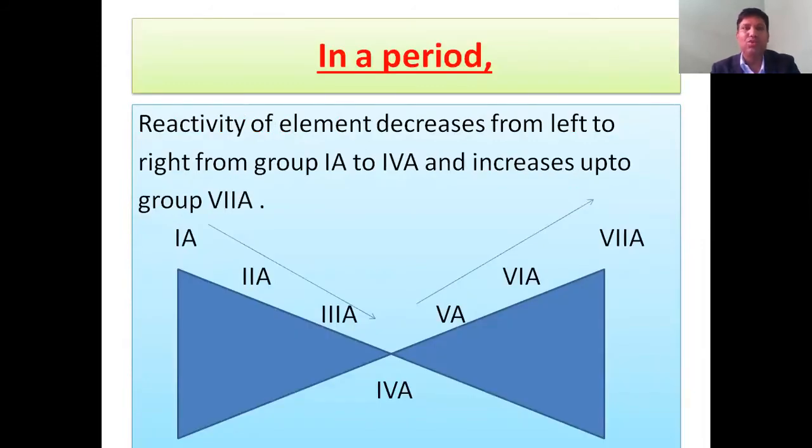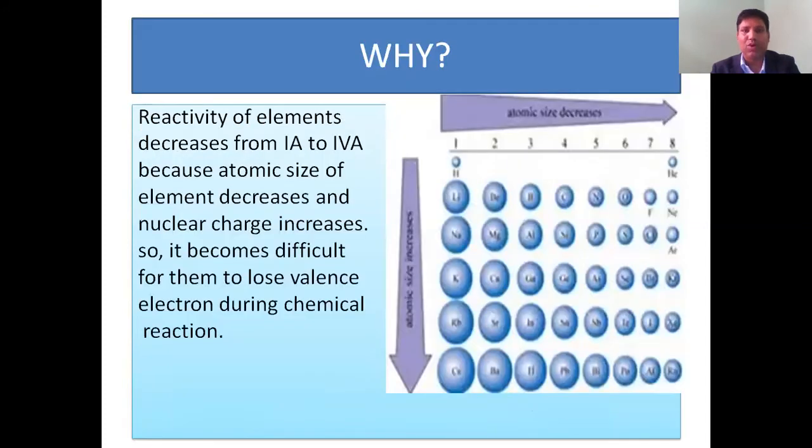But if we go from left to right in the periodic table, the reactivity of elements is different. Reactivity of elements decreases from left to right, from group 1A to group 4A, and then it increases up to group 7A. Why? It is because if we go from left to right in a period, the reactivity of elements decreases from 1A to 4A or up to 3A.